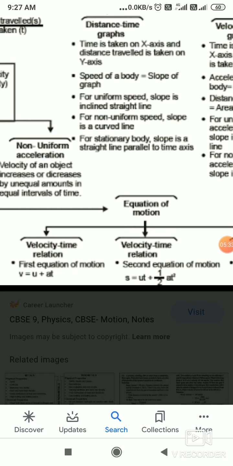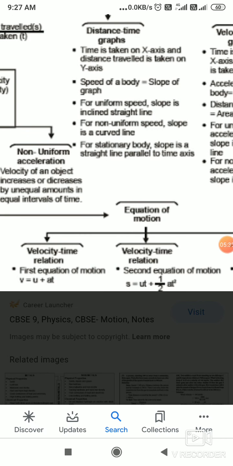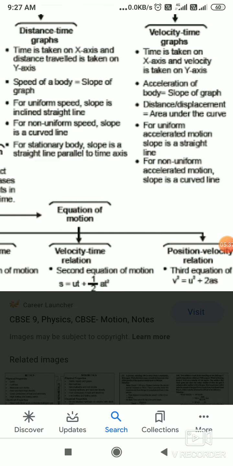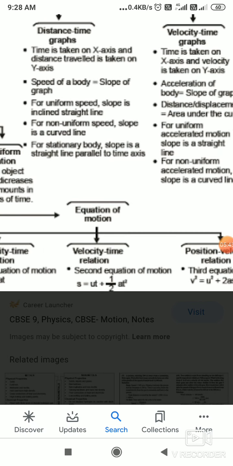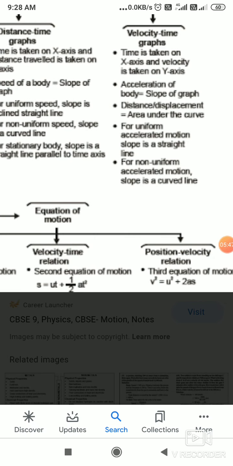Equations of motion. There are three equations of motion. Velocity-time relation: v equals u plus at. Position-time relation: s equals ut plus half at square. And position-velocity relation: v square equals u square plus 2as. These are the three most important equations of motion.